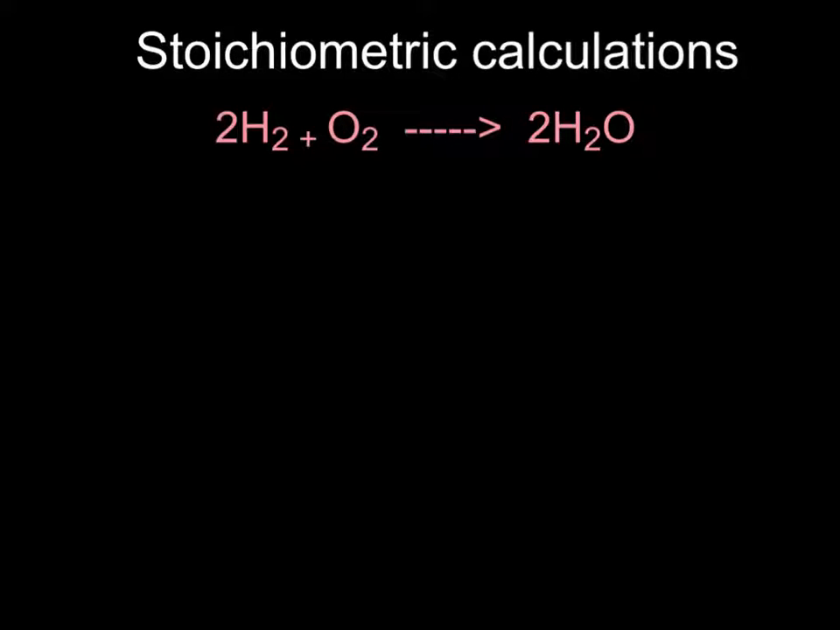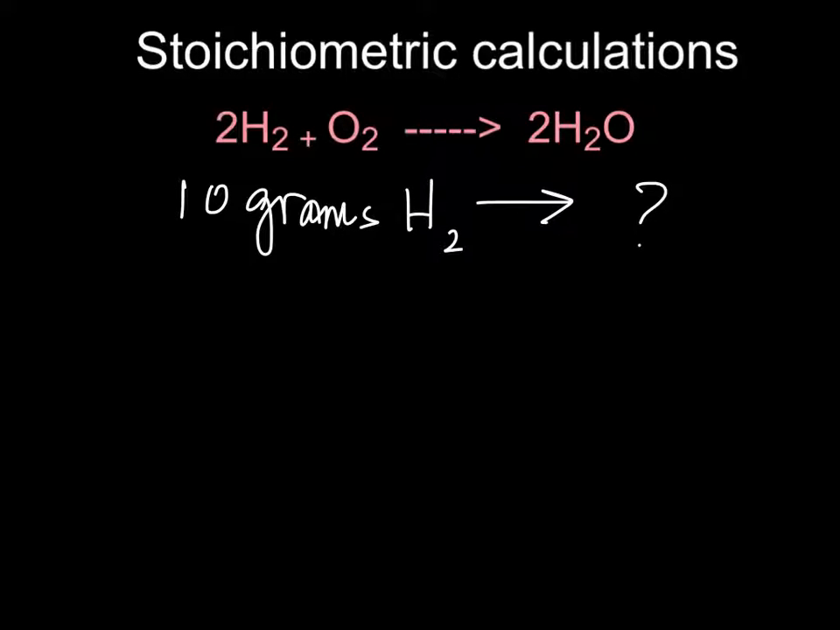So a typical stoichiometric problem is going to be something like this. They can tell you that suppose I have 10 grams of hydrogen, of H2, and the question would be how many grams of water can we get? Okay, so how do we go about solving problems like these?